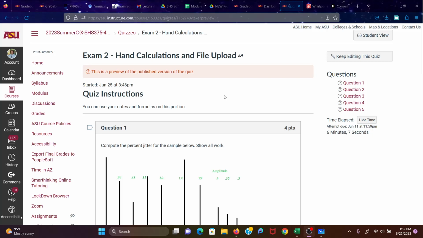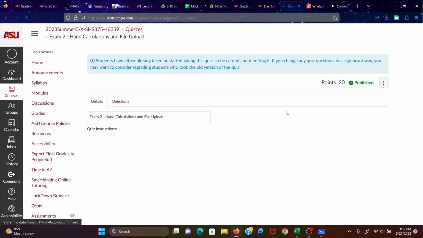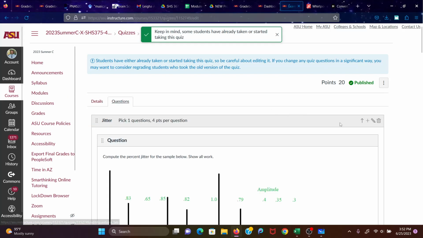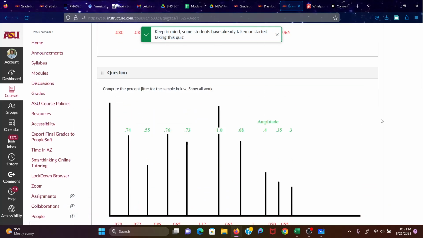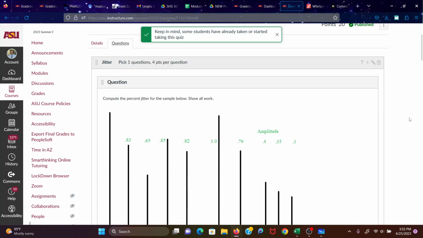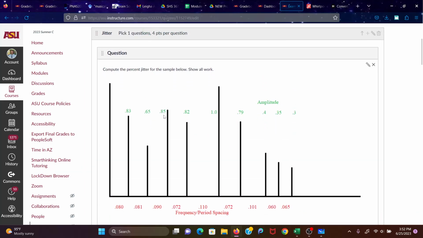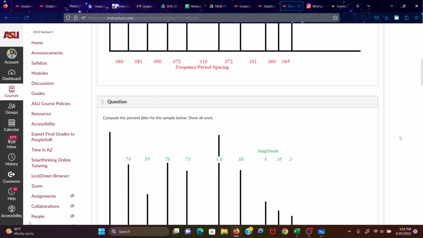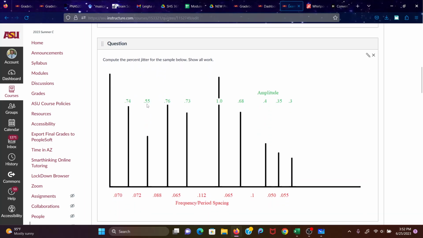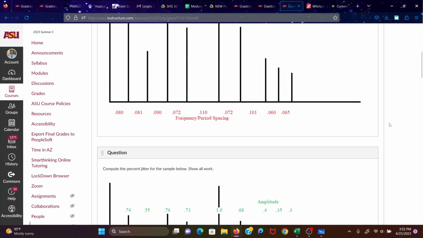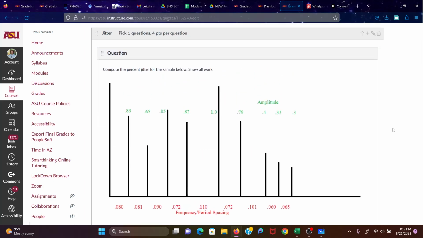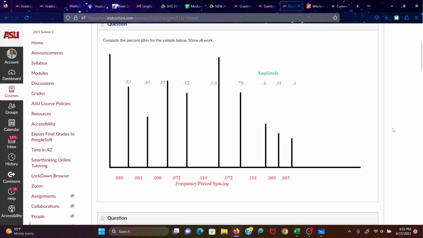You know what? I'm looking at this in the wrong way because this is only showing me one version. There we go. So there's two versions of this question. One has 0.83, 0.65, 0.85 along the top. The other is 0.74, 0.55, and 0.76. It was randomized which one you'd get. So sometimes you got the same one for both. Sometimes it switched on you. But we're going to do jitter first.